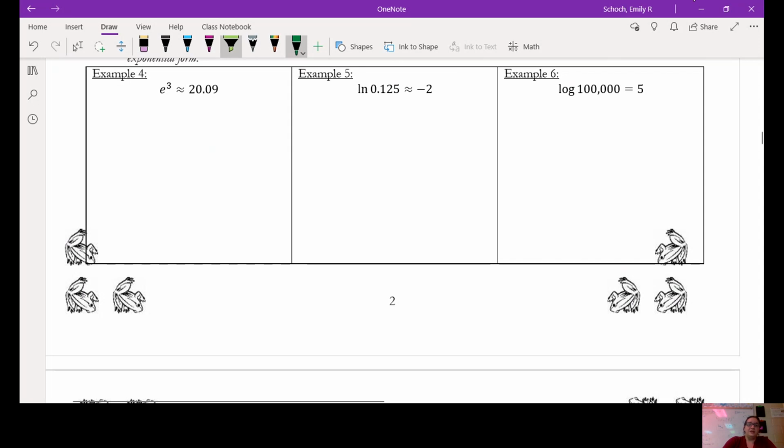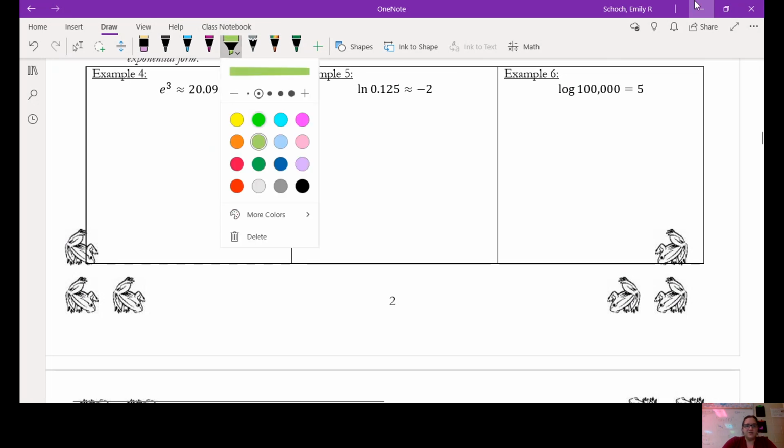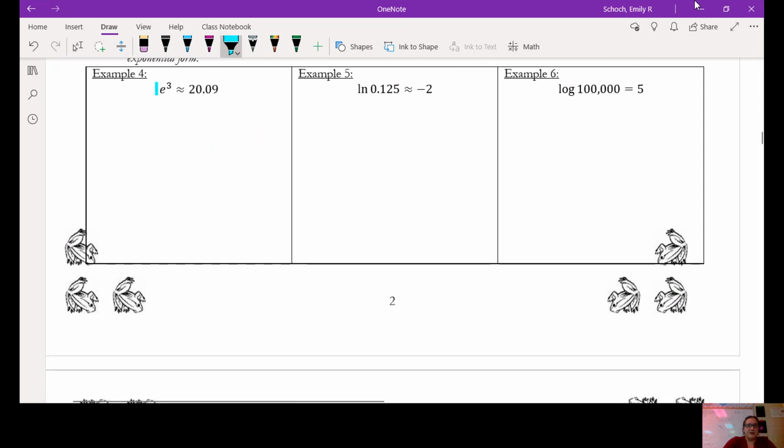So looking at example 4 here. You have your base, which is e. And so you say to yourself, aha, if my base is e, then I am not going to write log base e. I am going to write ln. That's just something you'll need to remember. If you end up writing log base e, you'll just need to go back and fix it and turn it into ln.